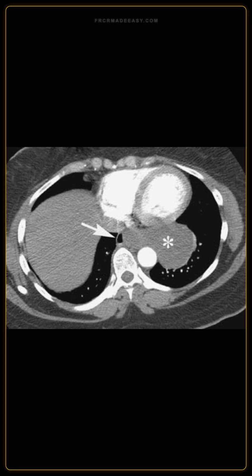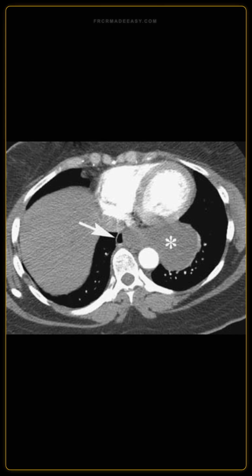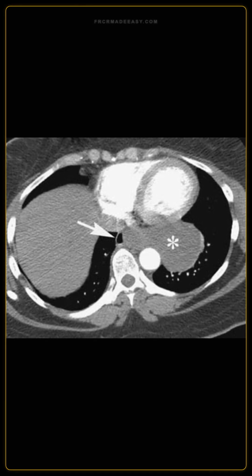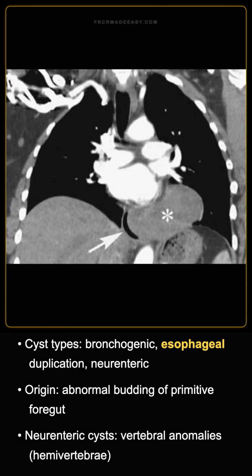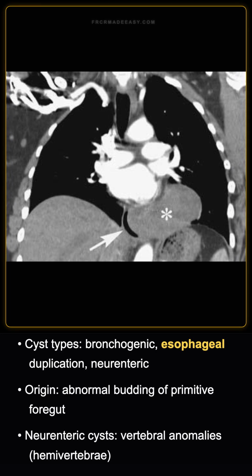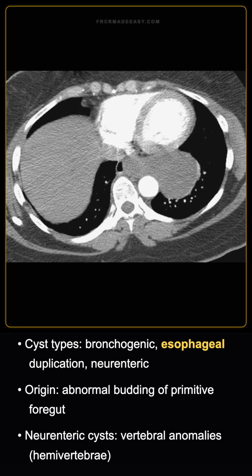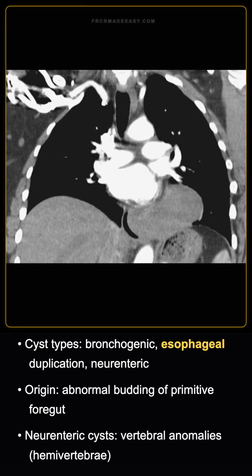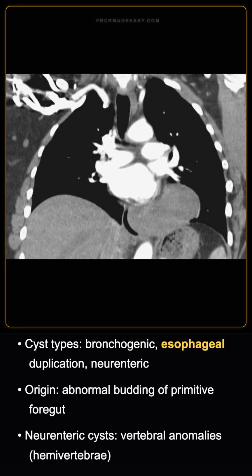What are the three main types of foregut duplication cysts found in the mediastinum, and how are they differentiated embryologically? The three types are bronchogenic cysts, esophageal duplication cysts, and neurenteric cysts. They arise from abnormal budding of the primitive foregut. Neurenteric cysts are specifically associated with vertebral anomalies, like hemivertebrae, due to incomplete separation from the notochord.